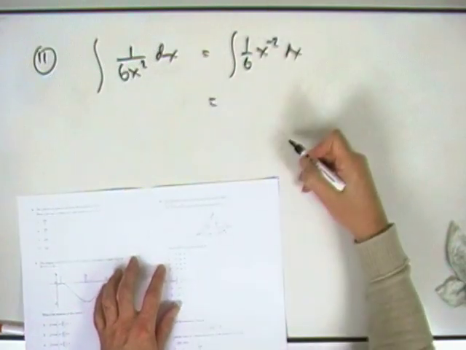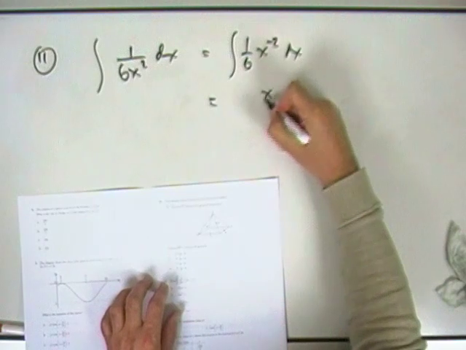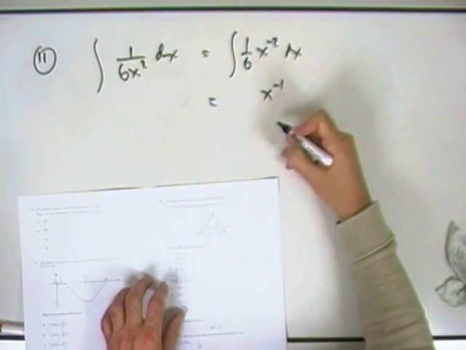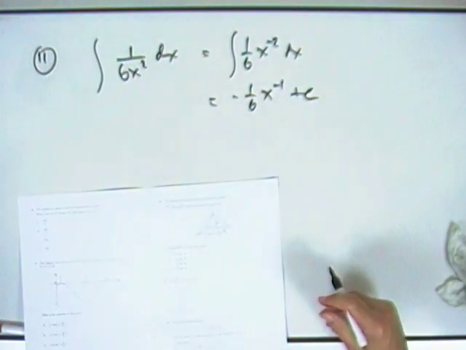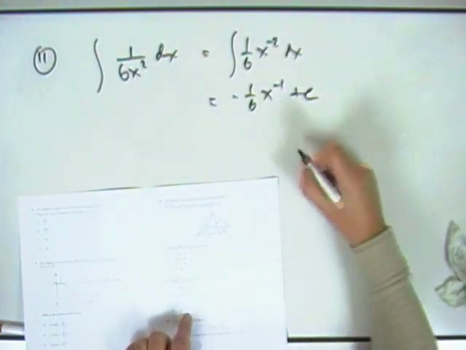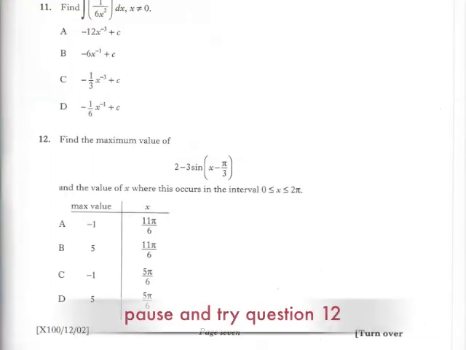Then you add 1 to the power. Negative 2 climbs up 1 to negative 1. Divide by that new power, which only has the effect of making this thing negative, plus c. So negative a sixth, x to the negative 1 plus c, d.